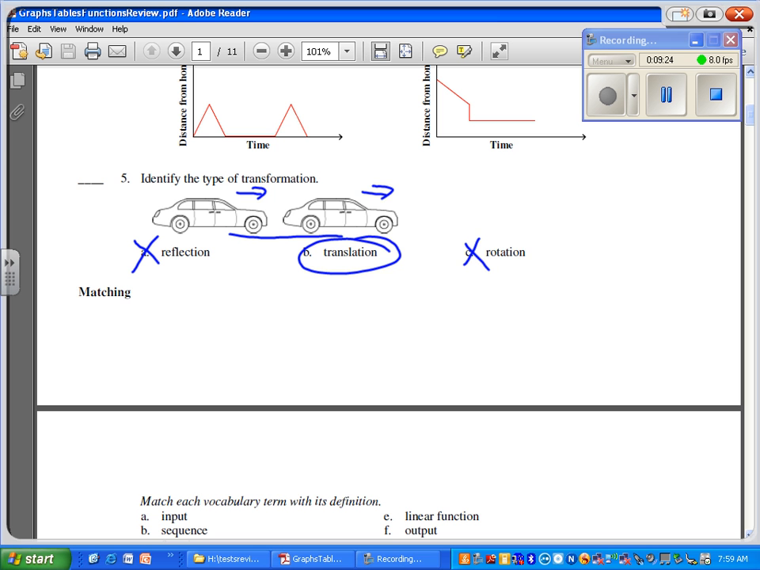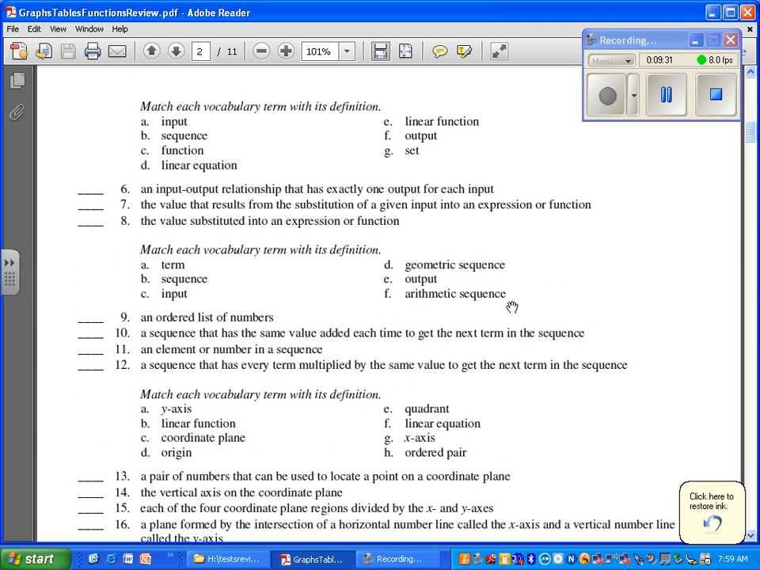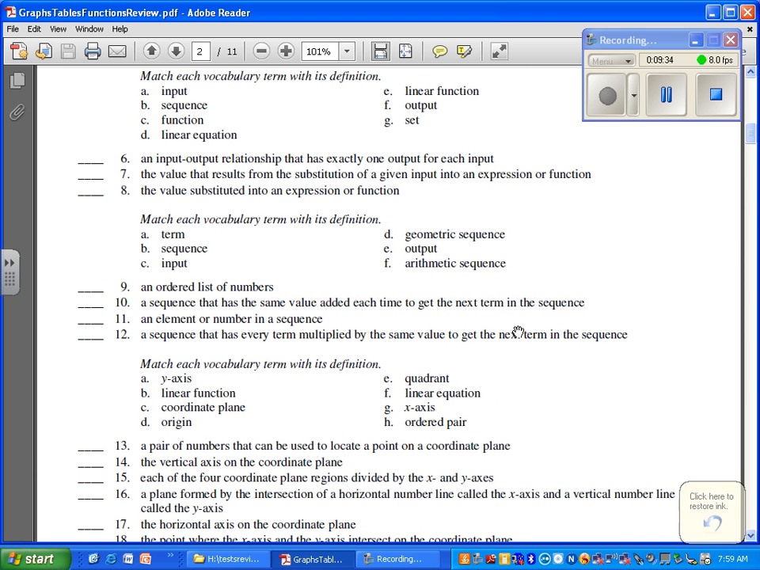This is definitely a translation. It's just a slide to the right. Make sure you know the difference between all of those. All right, let's look at our matching section here.